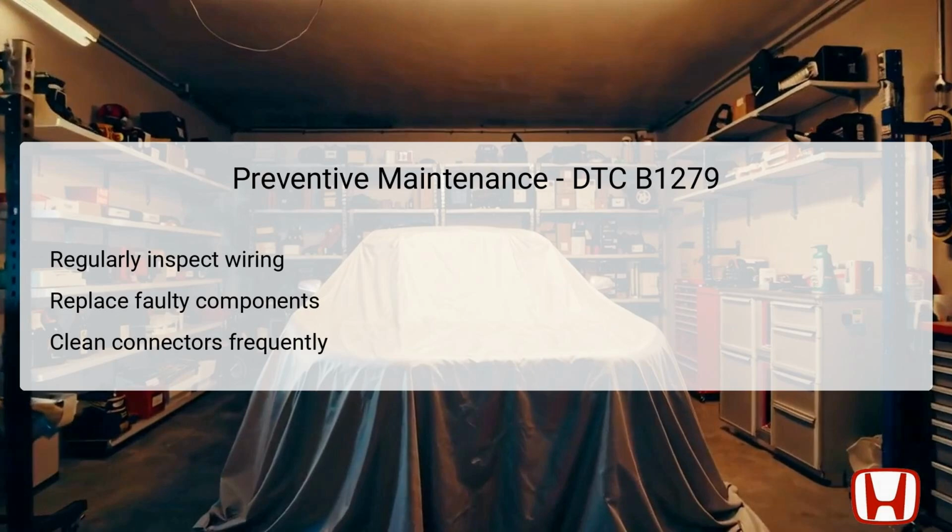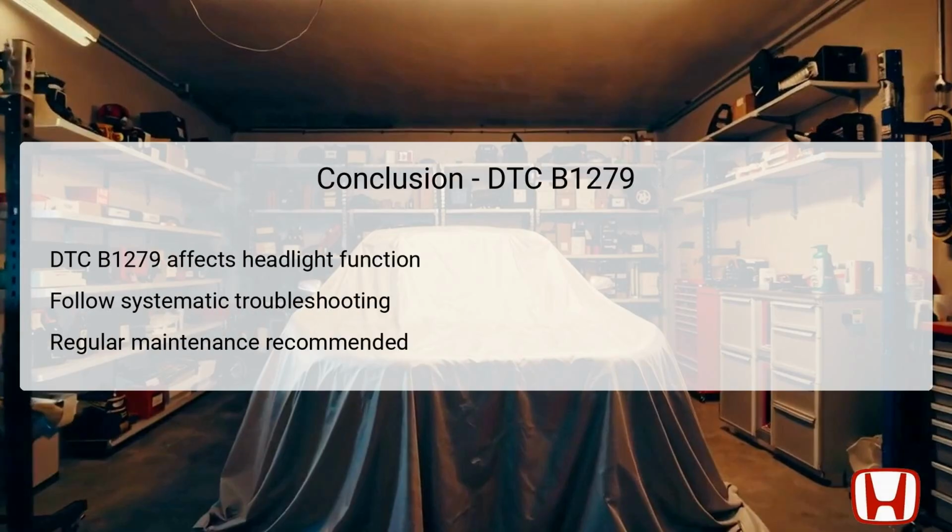Frequent cleaning of connectors will ensure a strong, reliable connection and reduce the chance of electrical shorts. Furthermore, keeping the electrical systems of the vehicle well maintained creates a safer driving environment while prolonging the lifespan of the vehicle's lighting components. In conclusion, DTC B1279 indicates a malfunction within the dimmer switch circuit, impacting the functionality of the vehicle's headlights and overall lighting system.